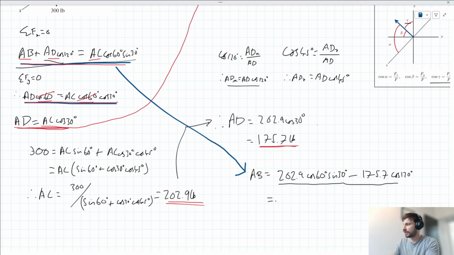And when we put that in our calculator, we get a value of 138.6 pounds. Okay, so these are the solutions to our problem.